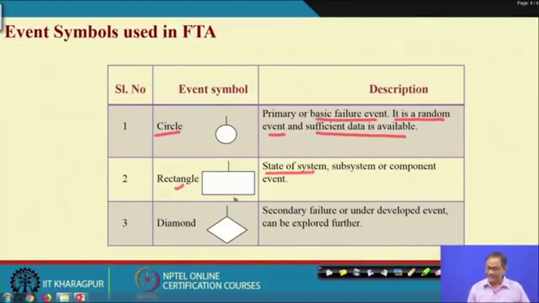So, if I say the top event occurred, tank rupture, then it means the system level failure has occurred. This is the state of the system. So, you will write tank rupture within the rectangle.